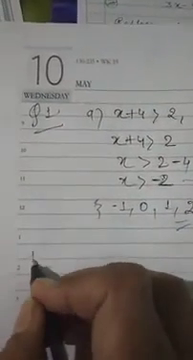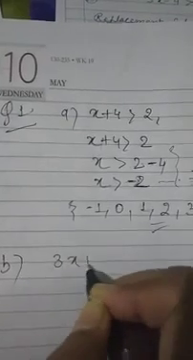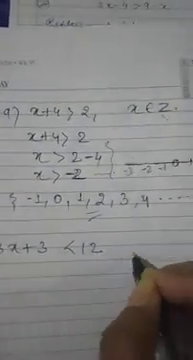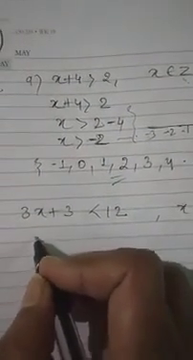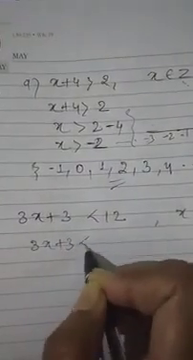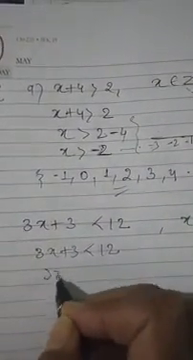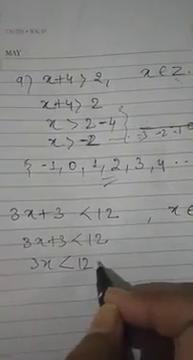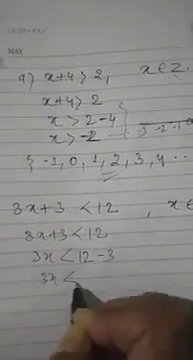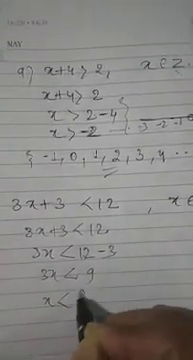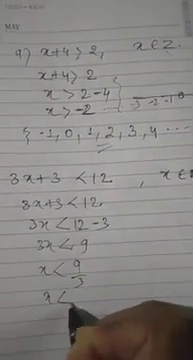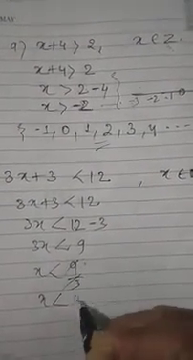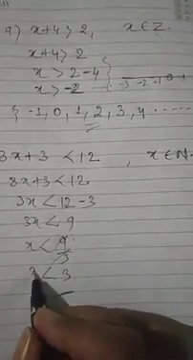Now let's see one more question. Suppose 3x + 3 < 12 and x belongs to natural numbers. What you have to do? Solve it first. 3x + 3 < 12. Now this 3 will come to this side and it will become minus. 3x < 12 - 3, which is 9. So x < 9/3. So x < 3.